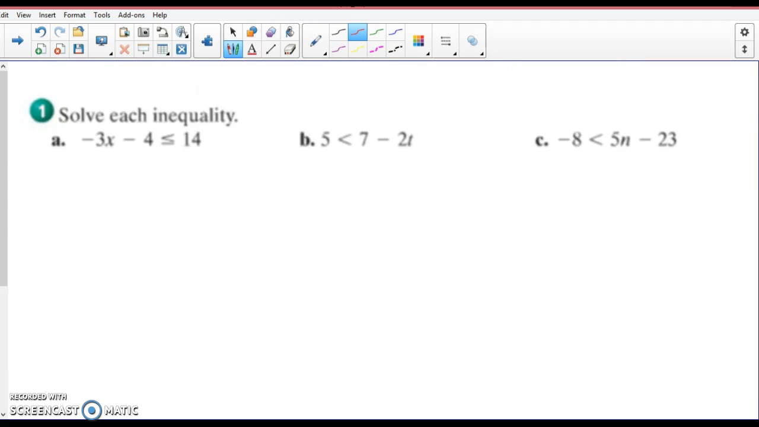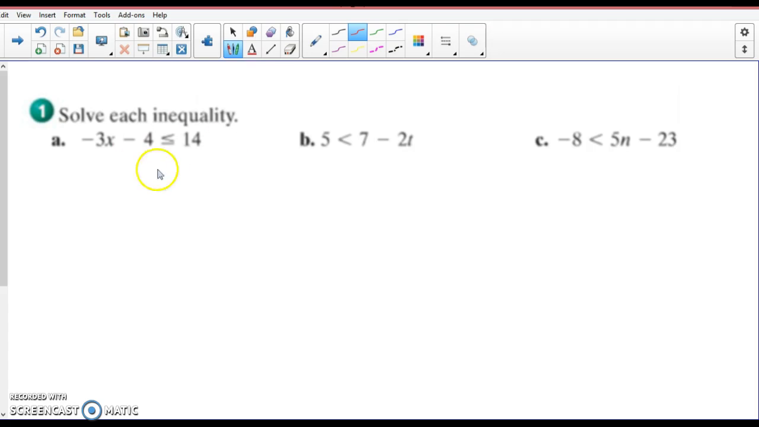All right. Here we are in your note packet. We are going to solve multi-step inequalities. And again, we need to remember, solving inequalities is exactly like solving equations, except if you multiply or divide both sides by a negative, you need to remember to switch the inequality, and we always want our variable on the left at the end before we graph it.